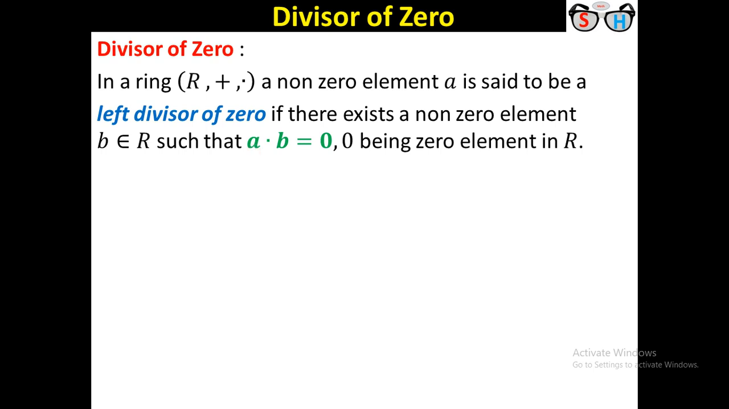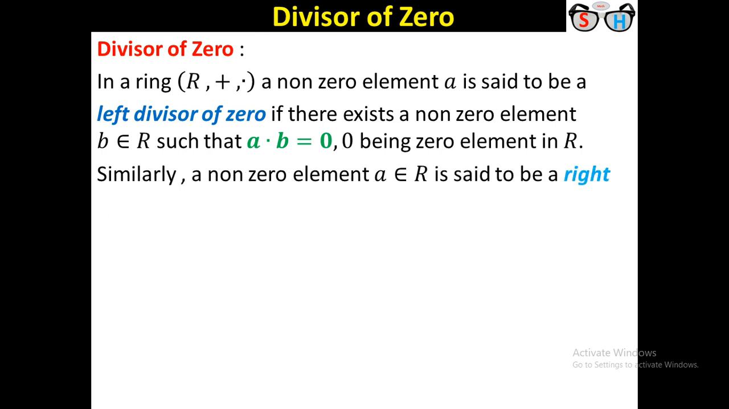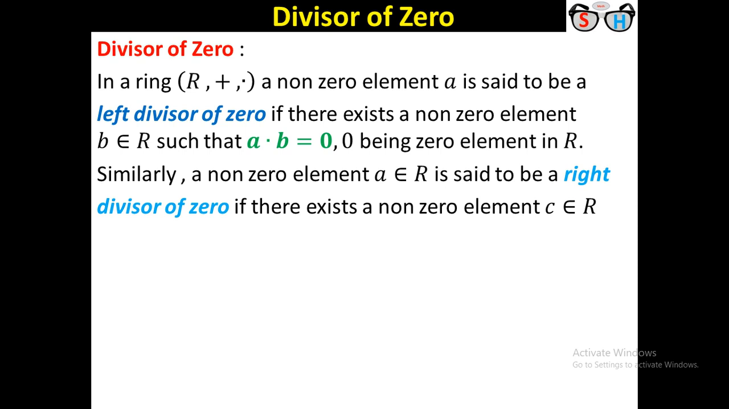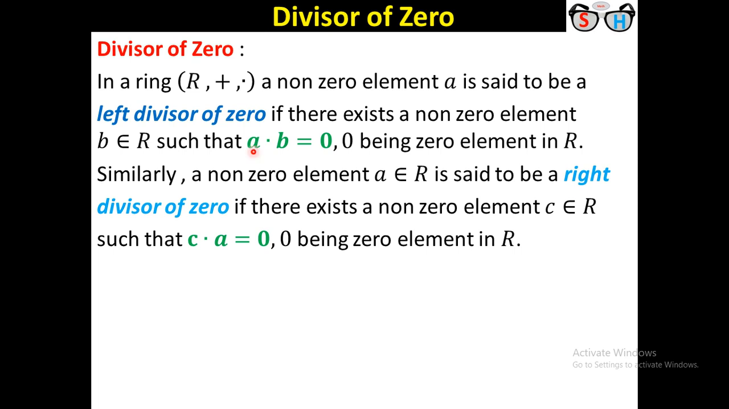Similarly, a non-zero element A in R is said to be a right divisor of 0 if there exists a non-zero element C in R such that C dot A equals 0, where 0 is the zero element. Here both C and A are non-zero, so the multiplication of two non-zero elements is 0, and A is on the right side of the multiplication. For that reason, A is called a right divisor of 0.